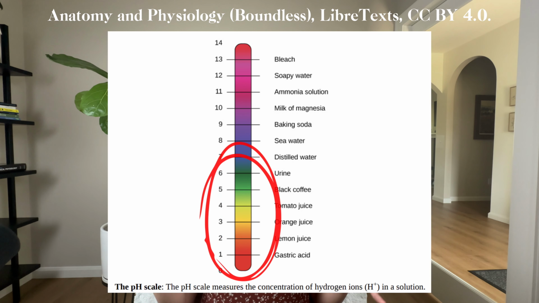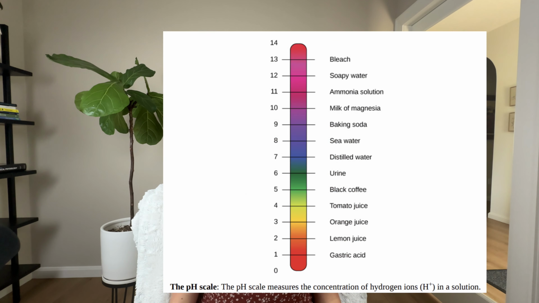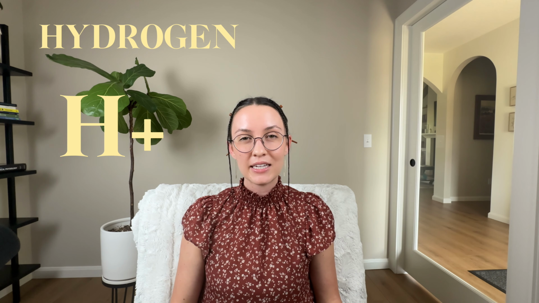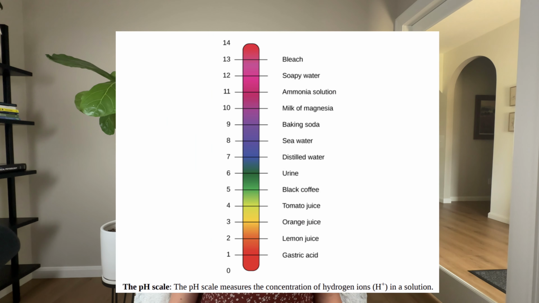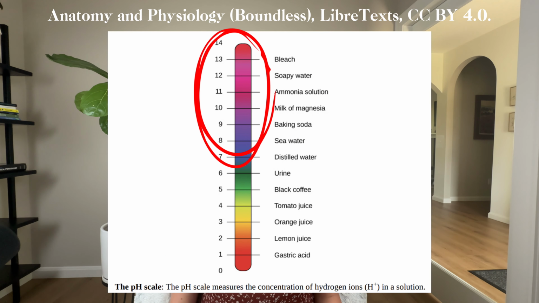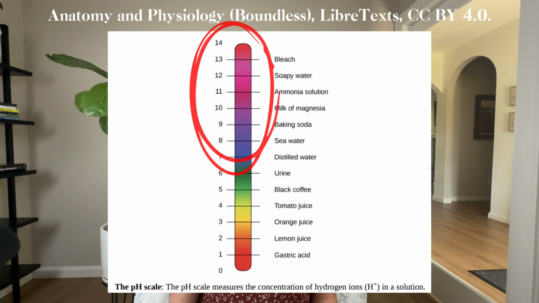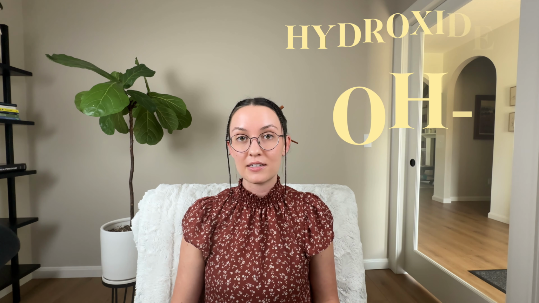Anything below 7 is on the acidic side of the scale, meaning we have a lot of hydrogen ions, not so many hydroxide ions. Above 7 would be the basic side of the scale, or the alkaline side of the scale. Not too many hydrogen ions, but a lot of hydroxide ions. The pH of 7 would be considered neutral.